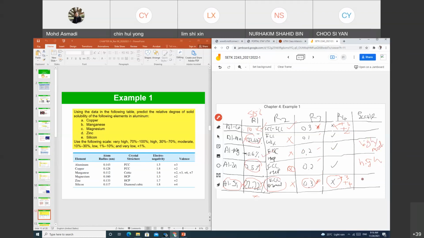Maybe this one is low or very low. Very low. And this one 27, right? This one also maybe low to very low. And number 1% is maybe okay, but this one is quite high. For me, it can be considered as moderate and also low. We can choose either one. So we can say it's moderate, especially because of rule number one and also rule number two, following the Hume-Rothery rules. So we can say moderate.